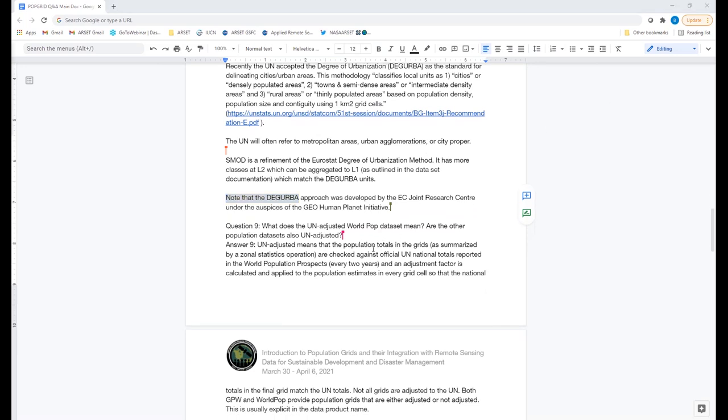Great, thank you for adding that as well there, Bob. Question 9, what does the UN adjusted WorldPop data set mean? Are there other population data sets also UN adjusted?